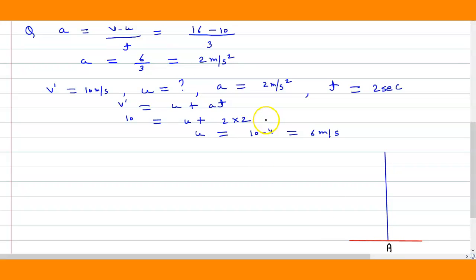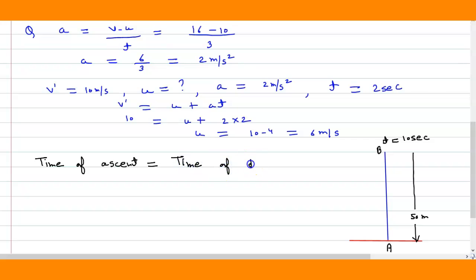Okay. According to the question, it travels 50 meter from the ground, and it takes 10 seconds from the ground to the maximum height B. Then first of all, we know that time of ascent is equal to time of descent.